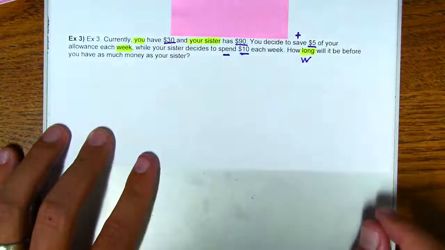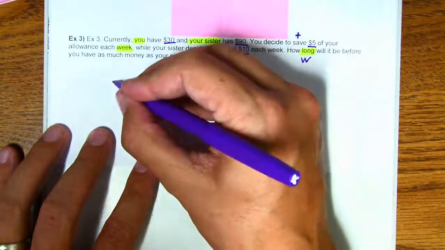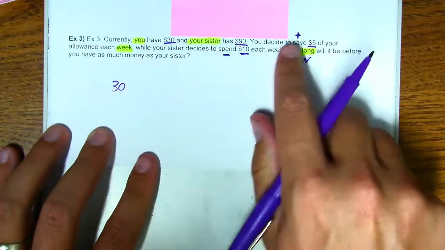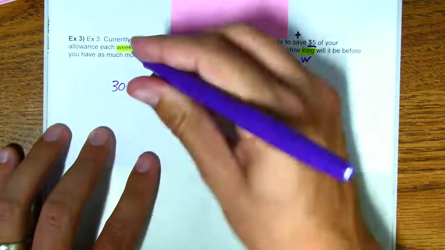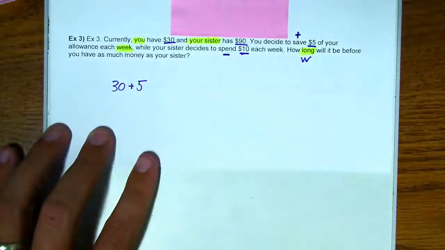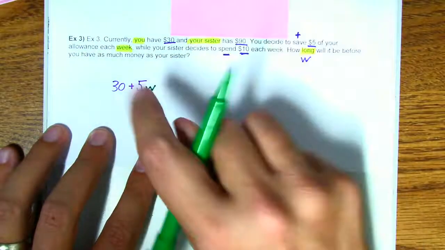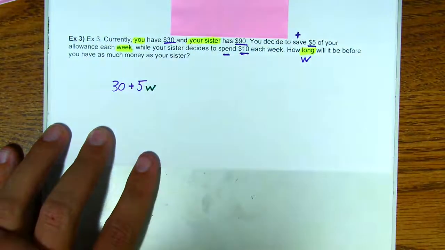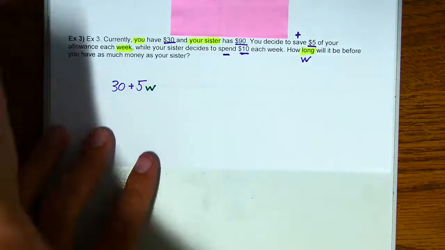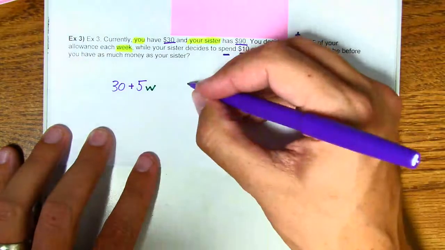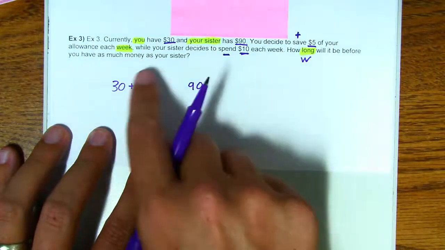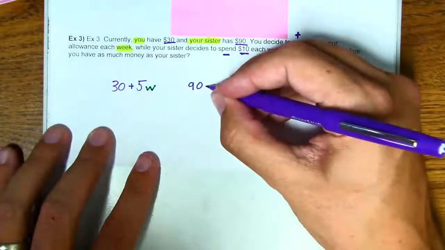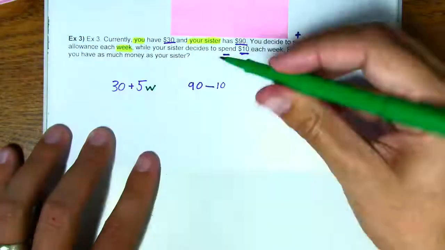So let's set up our equations. You have $30. That's what you start with, and you're saving $5. You're also gaining $5 every single week. We don't know how many weeks are going to go by. And then your sister, she's starting with $90, but she's losing $10 per week. Same variable.